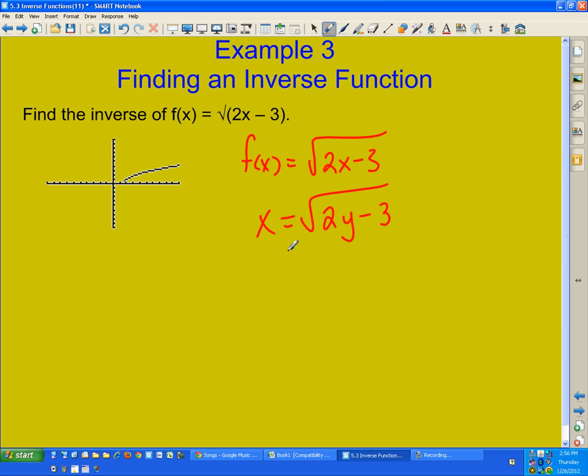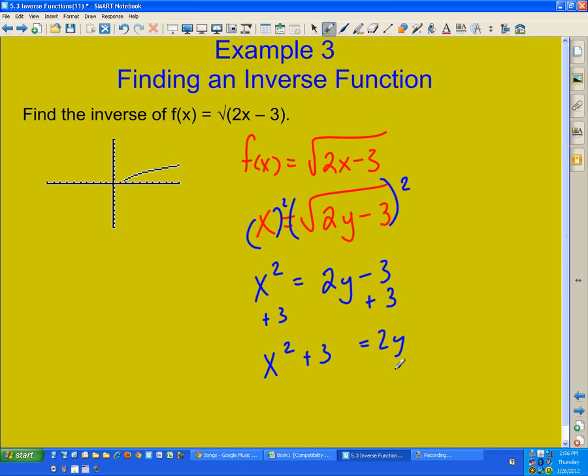So in order to get rid of the square root, I square both sides. So really I have x squared equals 2y minus 3. I'm going to add 3 across the equal sign, just solving algebraically. X squared plus 3 will equal 2y. And then if I divide by 2, I will have y equals x squared plus 3, divided by 2, and that is the inverse function of the function up above.